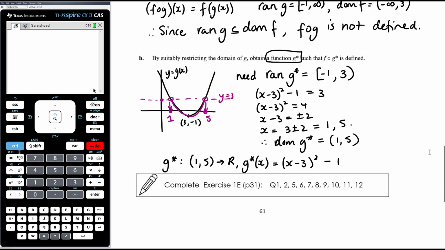Alright, so some questions here from exercise 1E to be working on today.